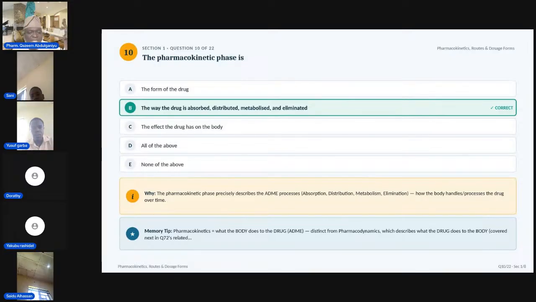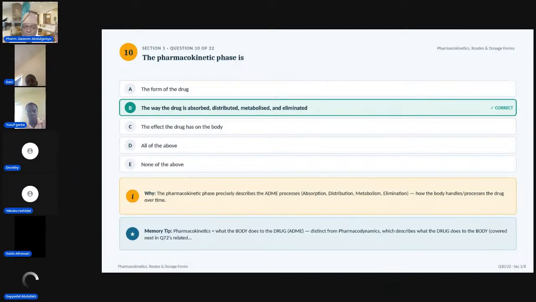Remember, pharmacodynamic is what the drug does to the body. So if it makes the temperature of the body lower, like an antipyretic drug such as paracetamol and the rest, or if it takes away pain as an analgesic, that is pharmacodynamics. But in this question, they are asking about the way the drug is absorbed, distributed, metabolized, and eliminated. That is your correct answer. Remember, what the body does to the drug is pharmacokinetics, and what the drug does to the body is pharmacodynamics.